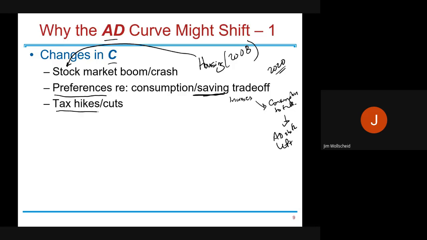And finally, taxes affect consumption. We increase taxes, consumption goes down. We decrease taxes, consumption goes up. Pretty simple there. It doesn't matter to whom.